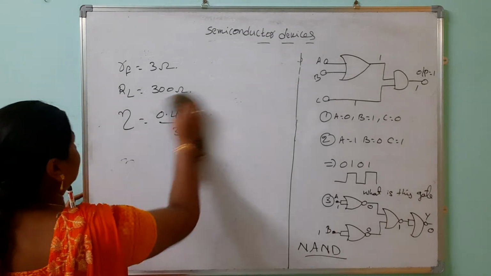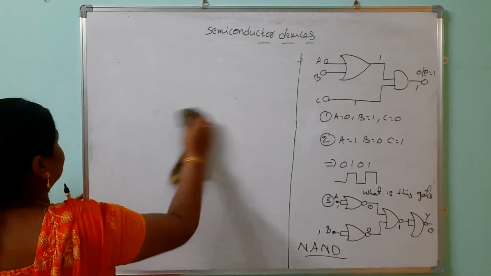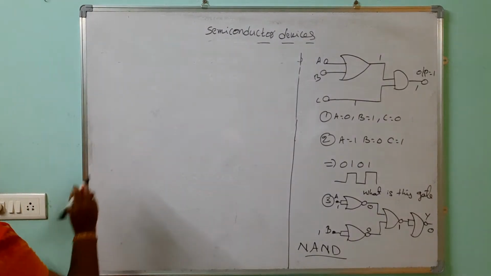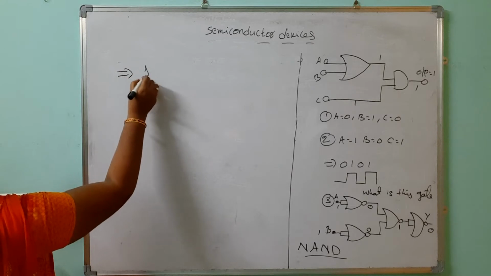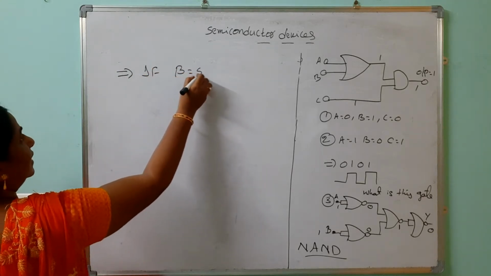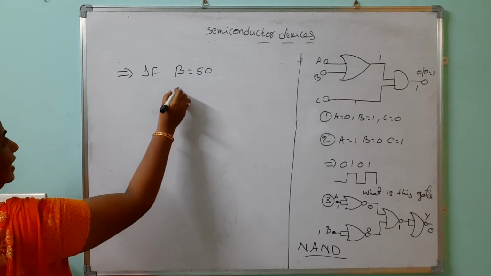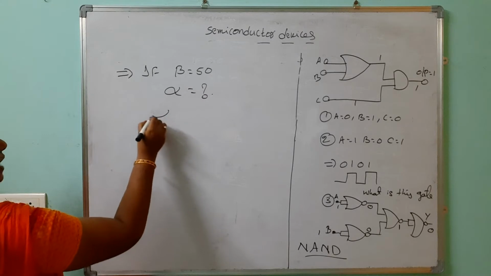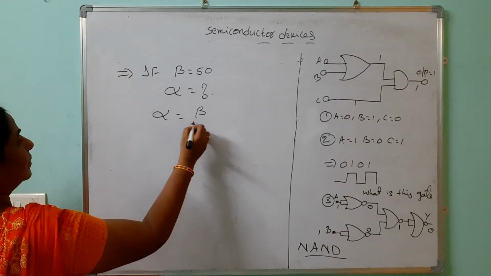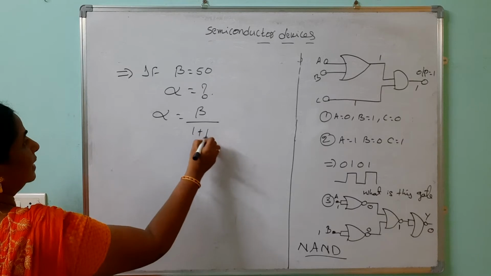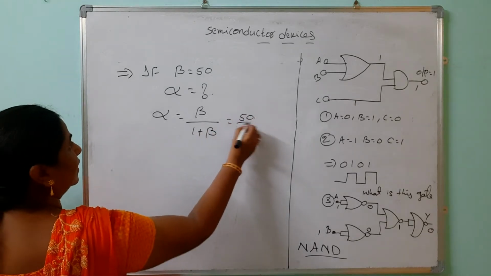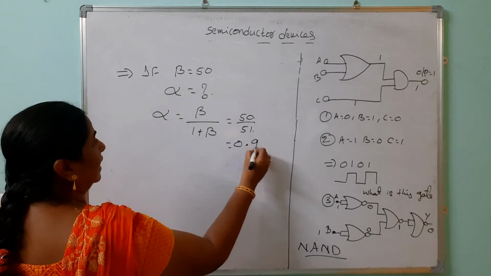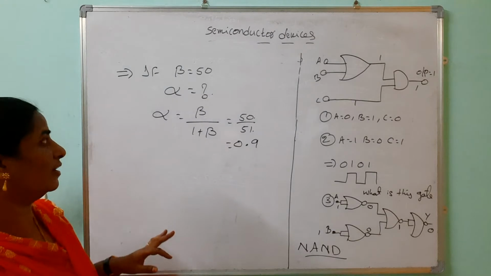Then, based on transistors, they are giving that find the current amplification factor. See, if beta equals 50, find the current amplification factor in the case of common base. Common base is represented by alpha. What is the formula for alpha? Beta by 1 plus beta. So 50 by 51, you are getting 0.98. Like that we should find out alpha.